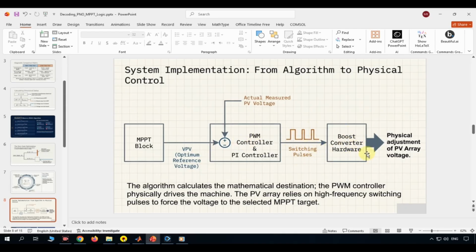In the next section, we will see how the PI controller and the PWM generator work together to regulate the boost converter and force the PV array to operate exactly at the voltage selected by the MPPT algorithm.